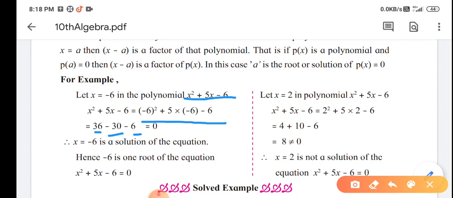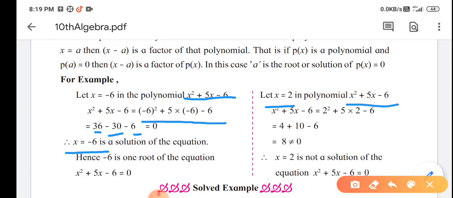That's why we can say that x is equal to minus 6 is a solution of the equation, or x is equal to minus 6 is a root of the given quadratic equation. Got it? Root means what? If we put that value at the place of the variable and both the sides are equal to 0, then and only then can we say that that value of the variable is a root or solution of the given quadratic equation. Concentrate here, when we put x is equal to 2 in the same equation, x square plus 5x minus 6.